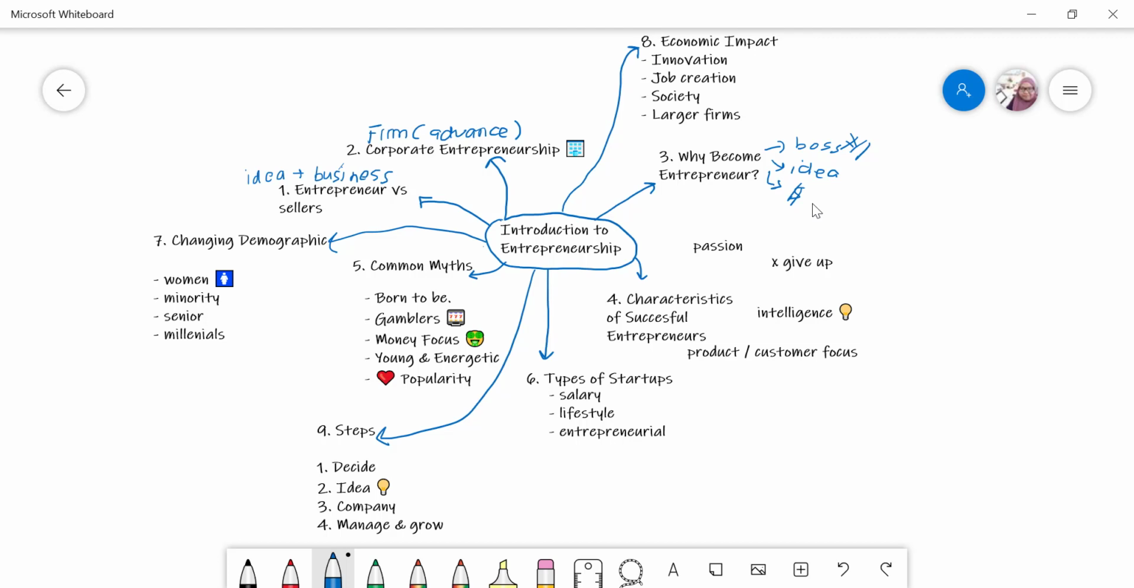And that's how people do. Okay, all right, number 4, characteristics of successful entrepreneurs. If you want to become a successful entrepreneur, number 1, you must have passion. This is the number 1 thing.